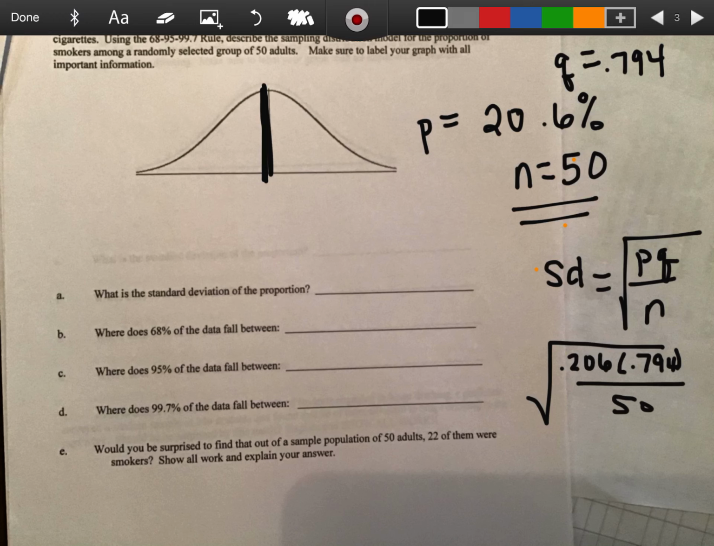So pause the video if needed. Go ahead and type that in to make sure that you can get it. I got that my standard deviation of this problem is 0.057, meaning any sample is going to deviate from the mean on average by about 5.7%.